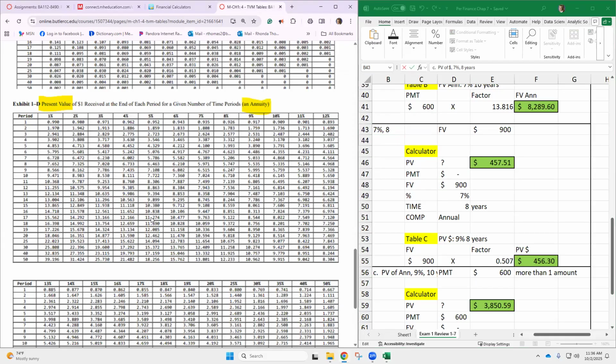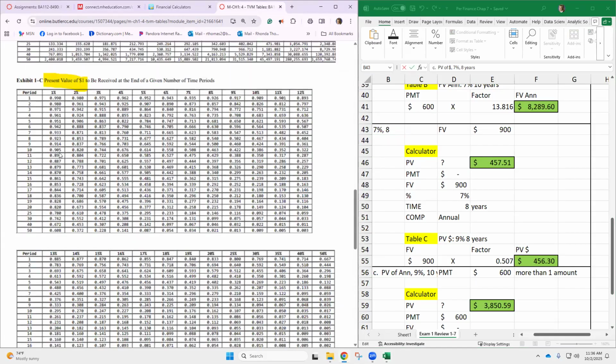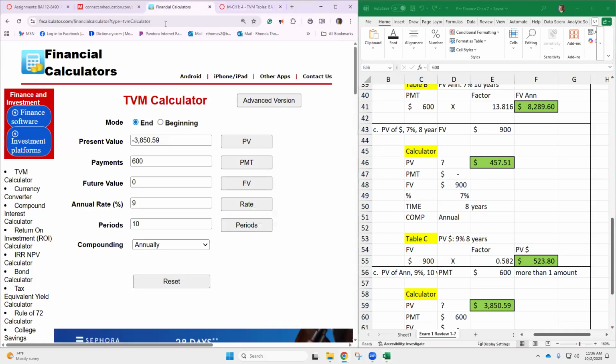Okay, so back to this. I want table C, the present value of just one amount. So if I want $900 in the future, and I've got 7% for 8 years now, 7%, 8 years. So I have 0.582. Let me put that in, 0.582. So 423.80, and I'm going to rekey it in.